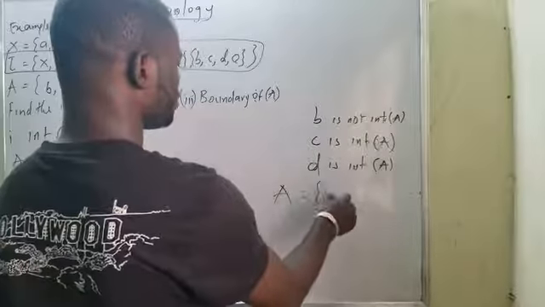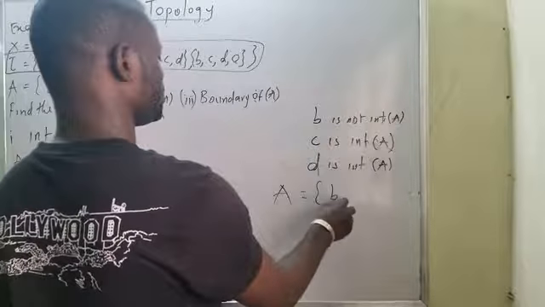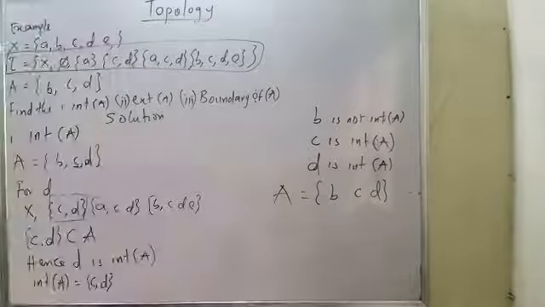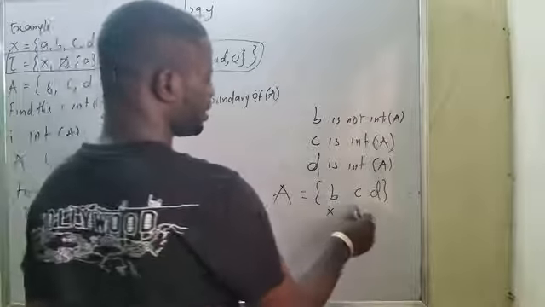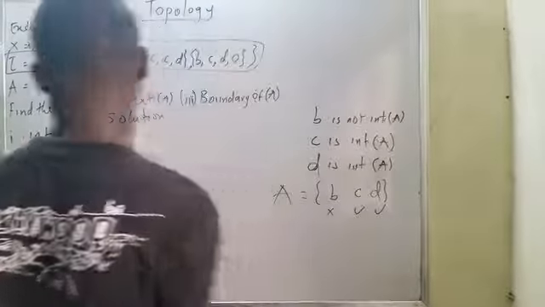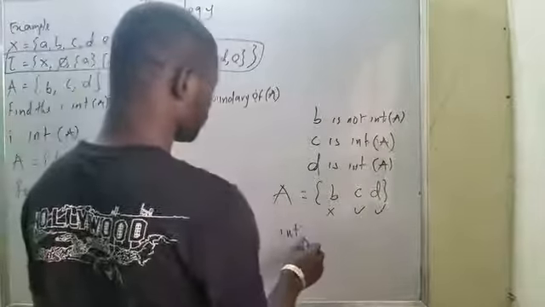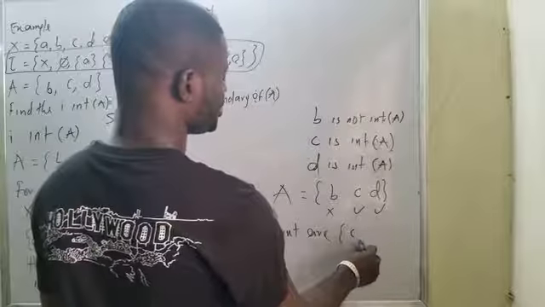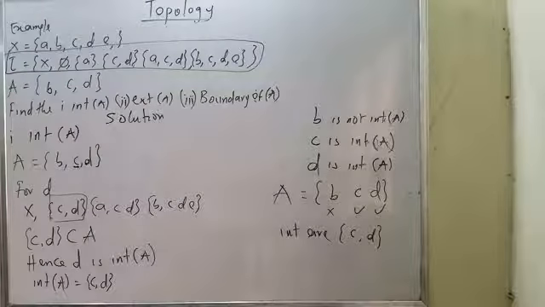We have B, C, D. Now, what I'll just do, this one is not interior, this one is interior. It means the interior are what? Hence, interior is C and D. Now, I'm done with that interior.